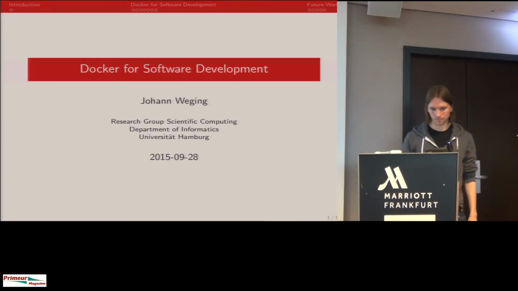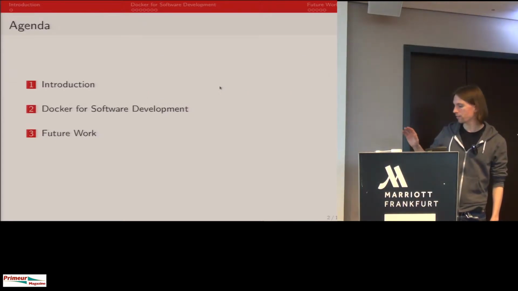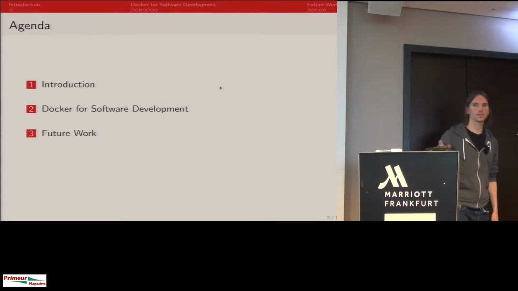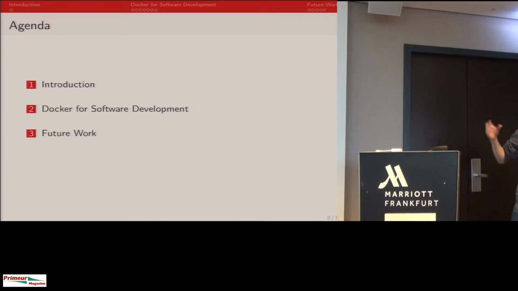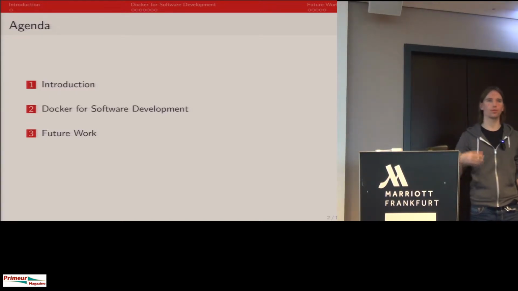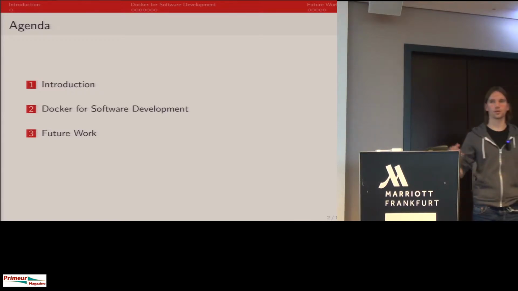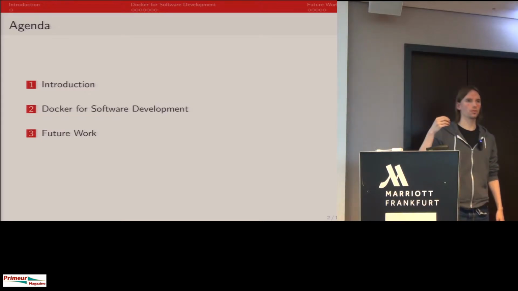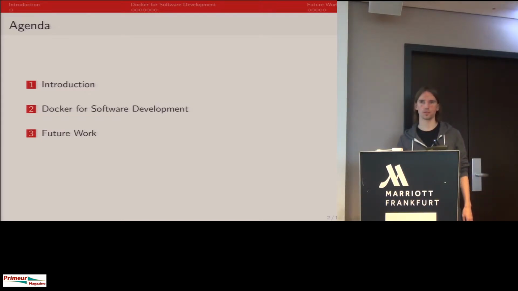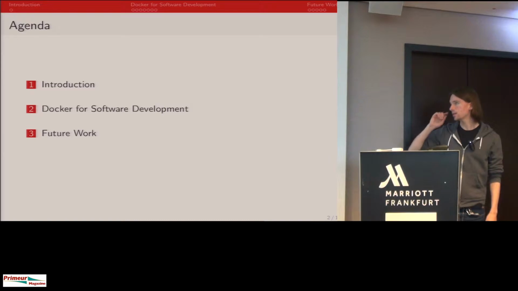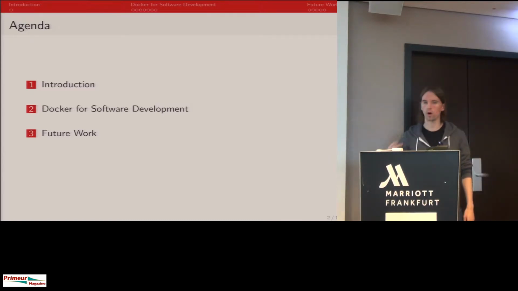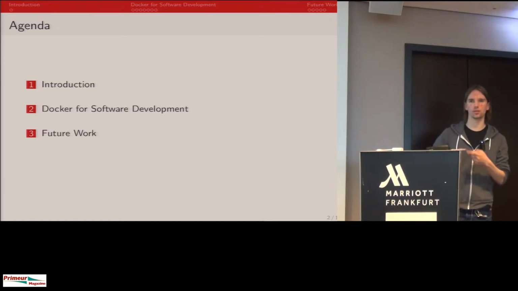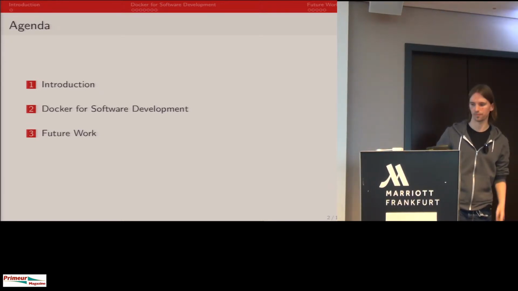I have this talk structured in two big parts. First of all, I will show with two small examples how I think Docker can be used for HPC software development. And then in the second part, I will show what I'm currently working on, so it's a work in progress. And I will show what problems emerge if you try to move this development process from a local machine into a production environment.